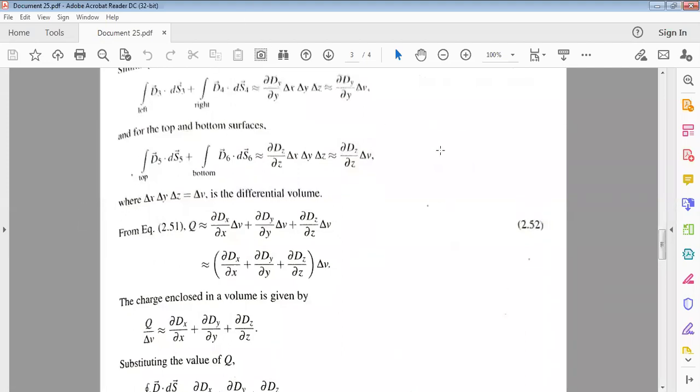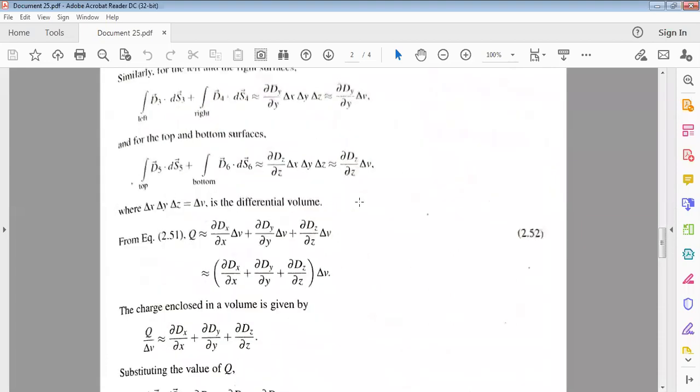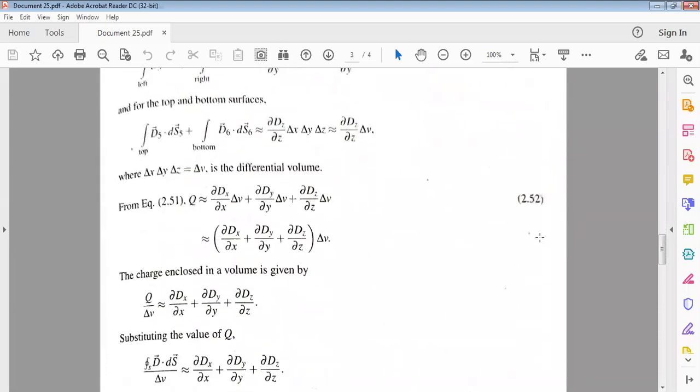From the expression 2.51, see here, this is the expression. I am adding the 6 surfaces. So del Dx by del x into delta x, delta y, delta z, which is the volume, right? Plus del Dy by del y, plus del Dz by del z. Of course, this is approximately equal to the sum of del Dx by del x, del Dy by del y, del Dz by del z, times the whole value of delta v.